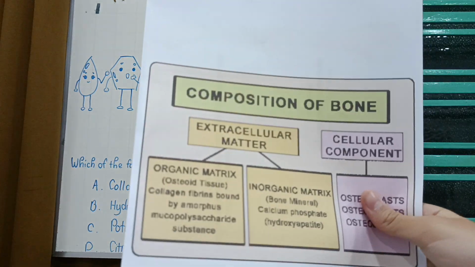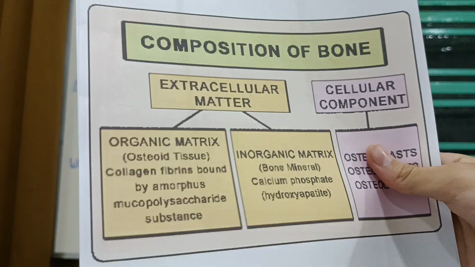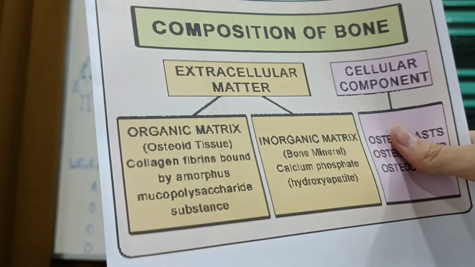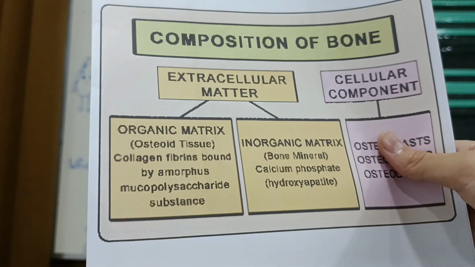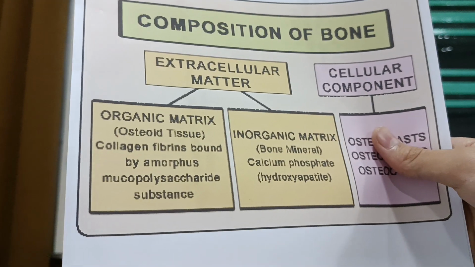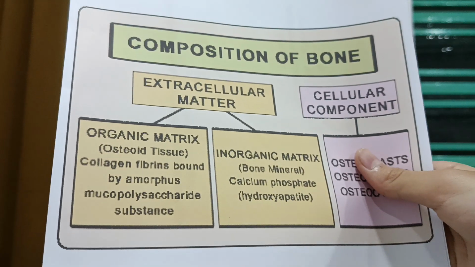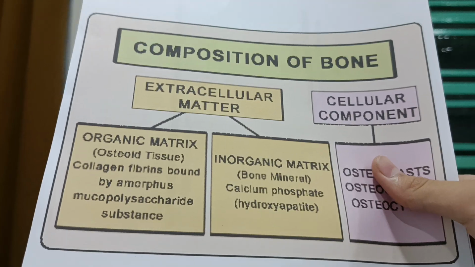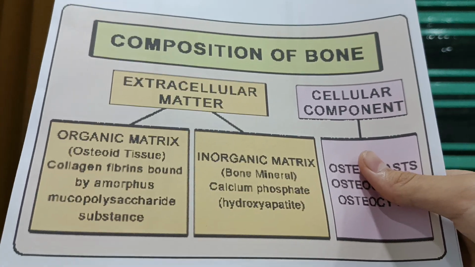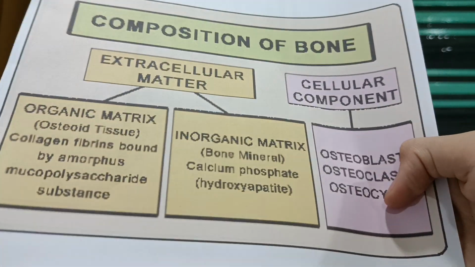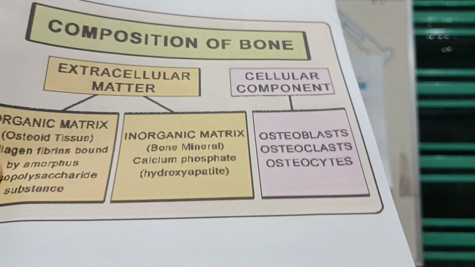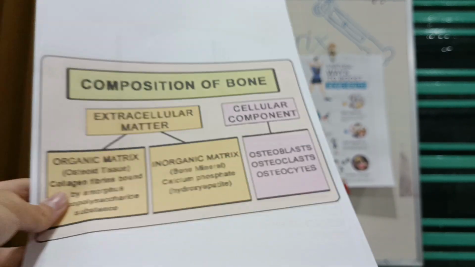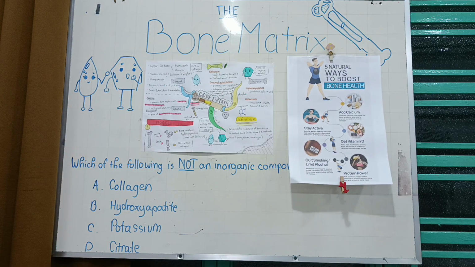So firstly, I have this one, the composition of the bone, which is a fancy word for components of the bone. There's the extracellular matter, which I talked to you about, which includes the organic matter and the inorganic matter. The organic matter is collagen fibers, the inorganic matrix is the bone mineral, calcium, phosphate, hydroxyapatite, and the cellular components are the osteoblasts, osteocytes, and osteoclasts. So yeah, that is the first picture I want to show you.